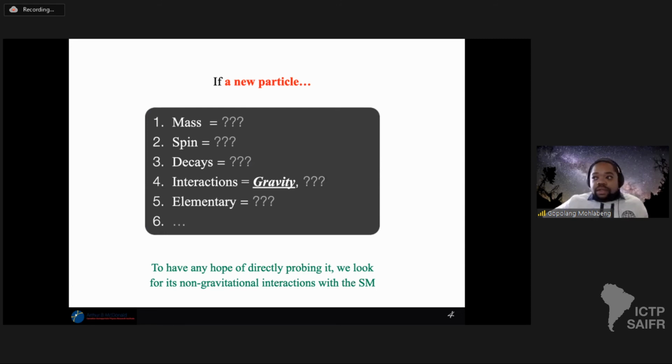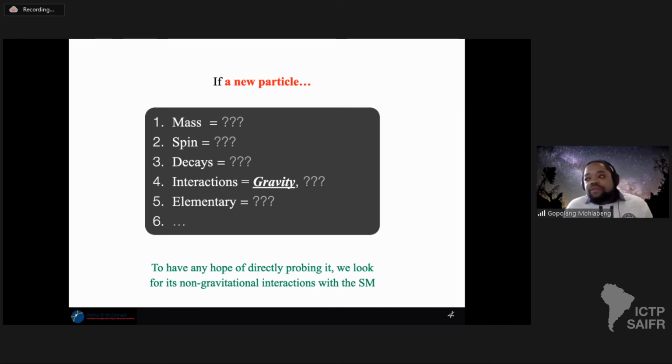If it's a new particle, we don't know what kind of mass it has. Does it have any spin? Does it decay? Is it a stable particle? Besides gravity, we don't really know whether it even has any interactions with us. Is it an elementary particle or is it a bound state? We have no idea about this.